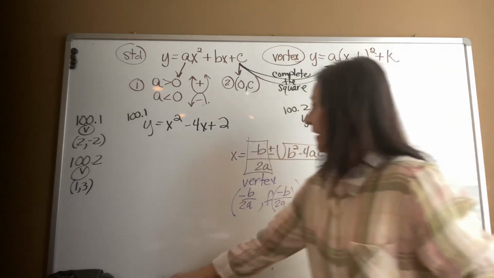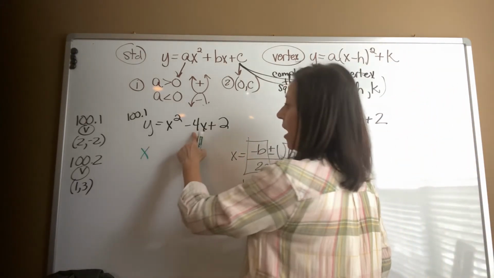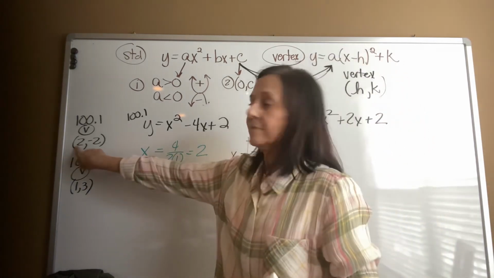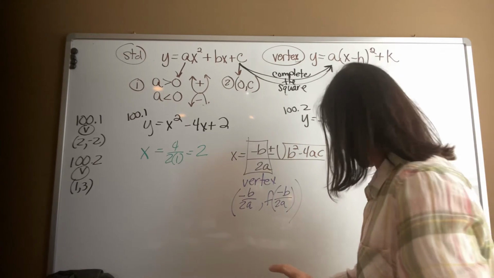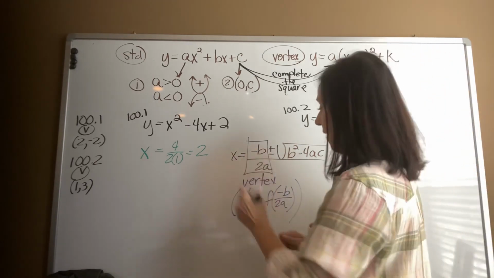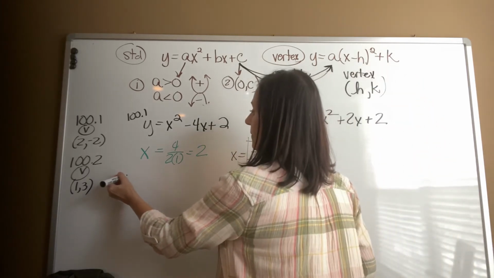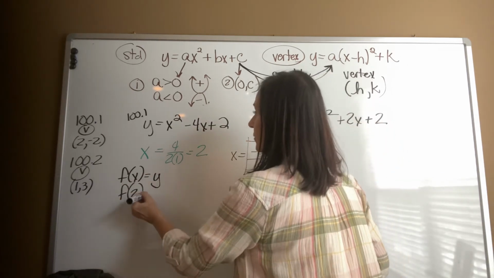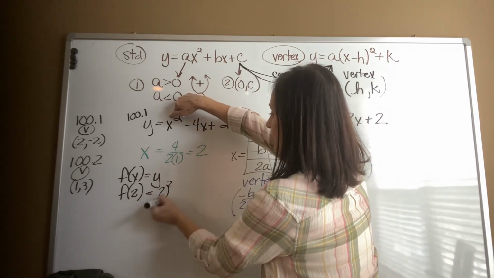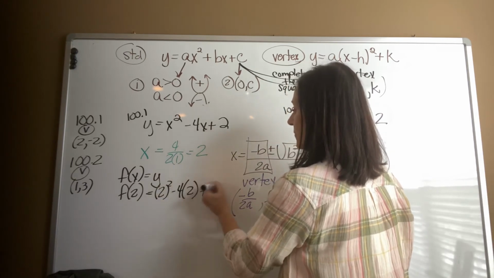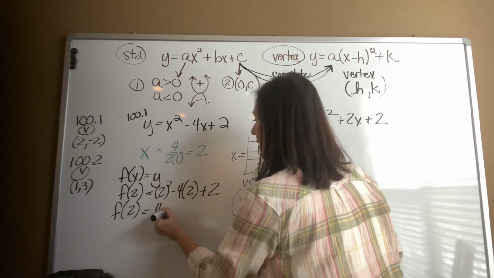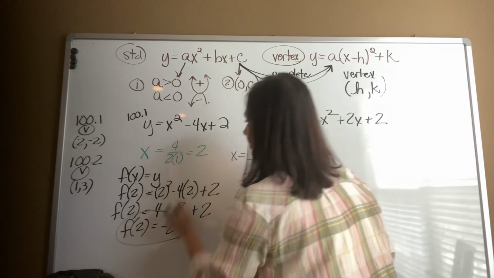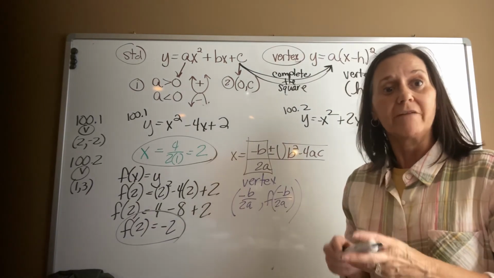So let's do that here. The x value of my vertex is going to be the opposite of 4, which is 4, all over 2a, which is 2. All right? So you can check yourself. Now, what is this? F of that value. Remember, f of x is the same thing as y. So I'm just doing f of 2 equals, and I'm plugging in 2 here. It's 2 squared minus 4 times 2 plus 2. So f of 2 is 4 minus 8 plus 2. So f of 2 is negative 2. Look, it gives me my vertex.